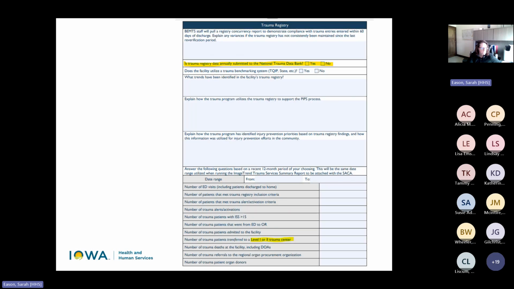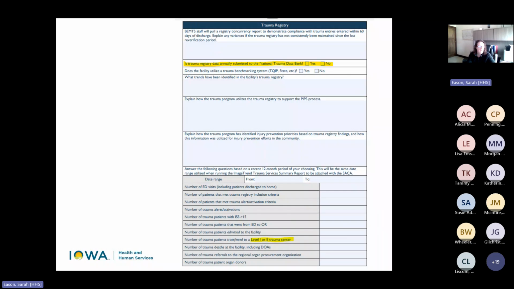The trauma registry section here. So I did snap that picture out of that. And this is the highlighted yellow is what's on the level 3 SACA and not on the level 4. I just want to highlight up here where it says submitted annually to the National Trauma Data Bank. If you're level 3, that needs to happen. And it's an annual call to the NTDB.